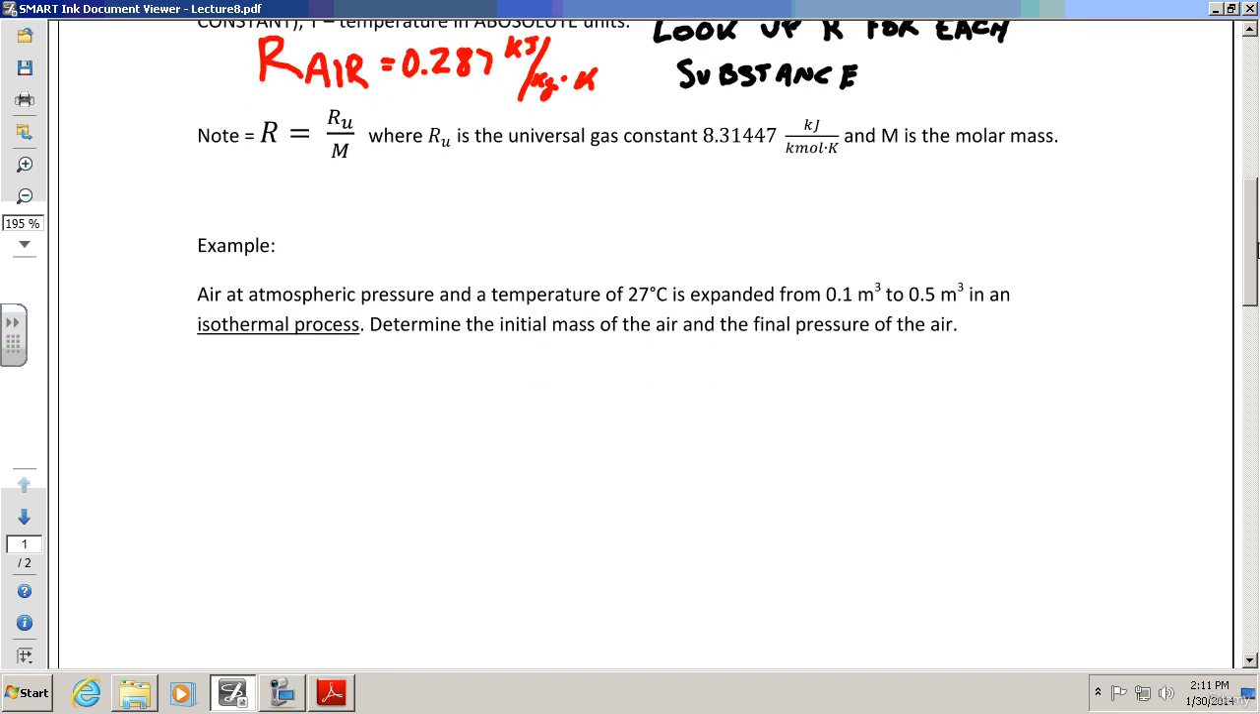Okay, take a look at this first example here. It says air at atmospheric pressure and temperature of 27 degrees Celsius is expanded from a volume, in case you don't know, that's a volume there, right, because it's meters cubed. That'd be like V1, to a volume, V2, of 0.5 meters cubed, in an isothermal process. Determine the initial mass of the air and the final pressure of the air.